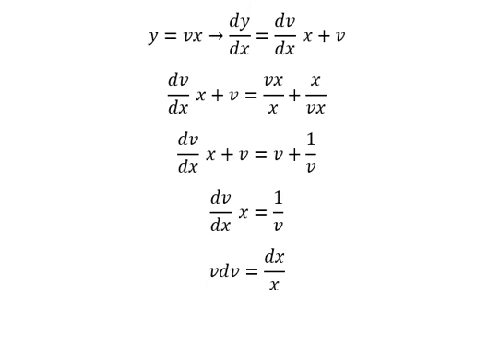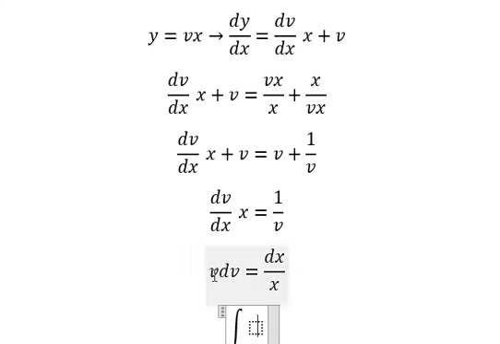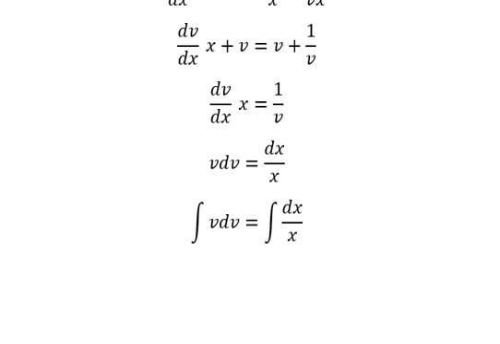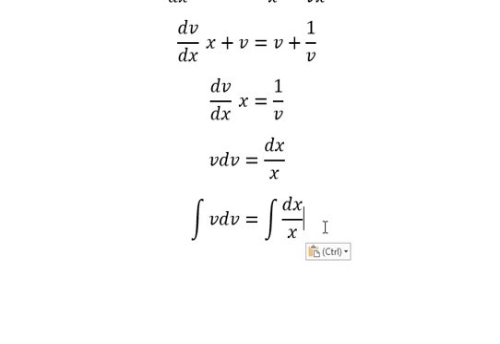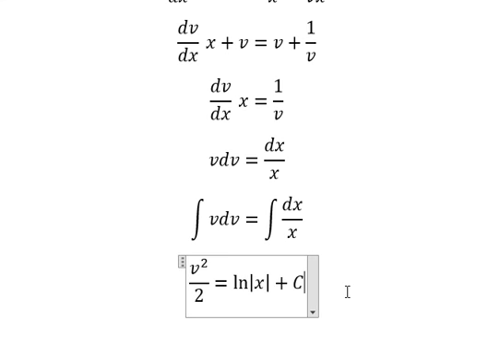Next, we put the integration for both sides. The integral of v, you get v squared over 2. The integral of 1 over s, you get ln of the absolute value of s, and we put about c.